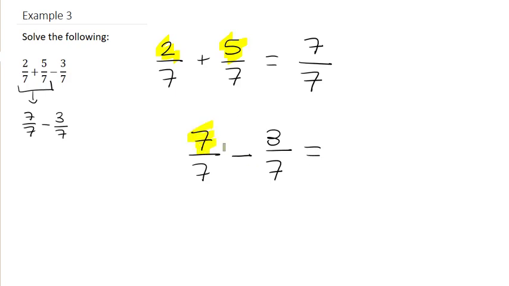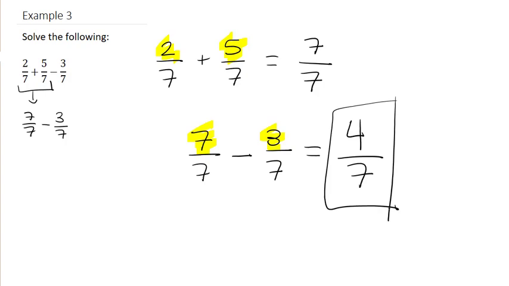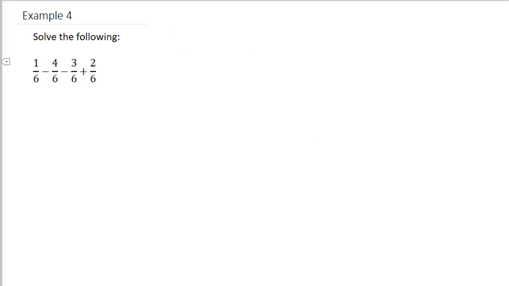Now we only subtract what's on the top. So therefore, we have 7 minus 3, which is equal to 4. And we keep the same denominator of 7. So our solution is 4/7. Let's look at one last example. We're going to solve for the following.